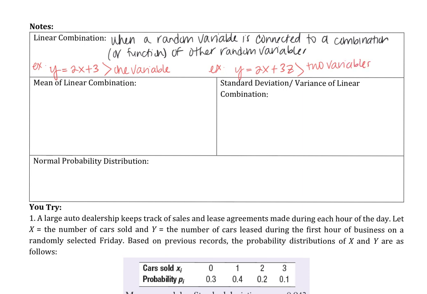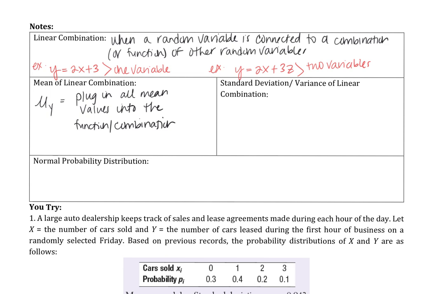The mean of the linear combination, how does this work? So mu sub y, if y is a linear combination, how do you find it? You plug in all mean values into the function or combination. This might seem kind of weird right now, but when we do some examples, it'll make a little bit more sense.